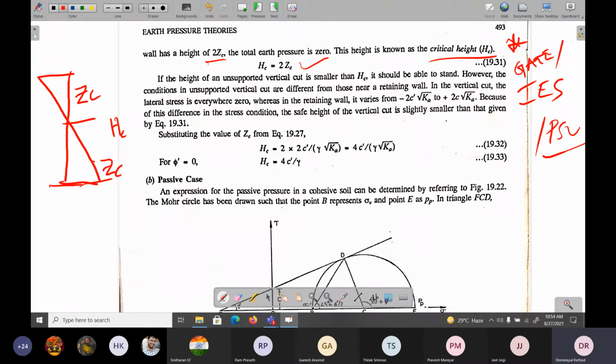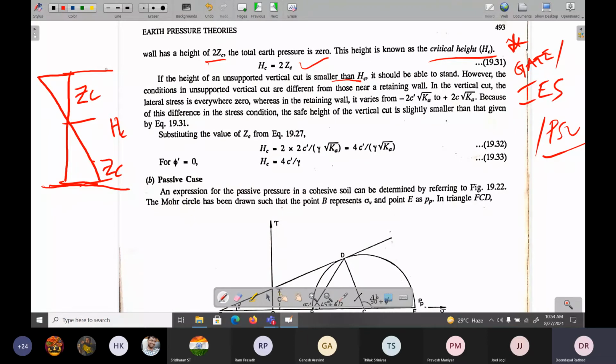So below this HC, okay, that's what it said. Below this HC, smaller than HC, this should be able to stand without any support. The soil at the backside of this retaining wall should be able to stand. However, the conditions in an unsupported vertical cut are different from those near the retaining wall.